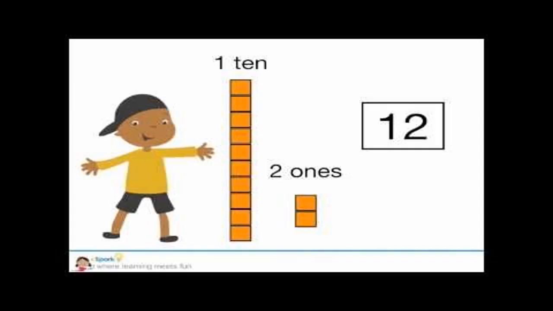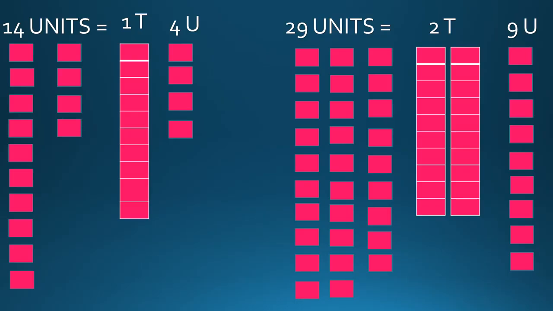Now suppose I ask you, what is 1 ten and 2 ones or 2 units? The answer is 12. 14 units is the same as 1 ten and 4 units. What about 29 units? It is the same as 2 tens and 9 units.